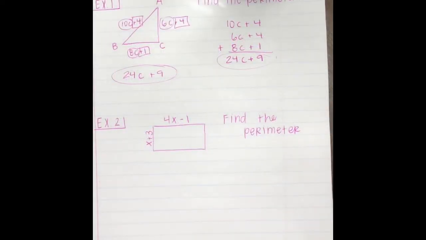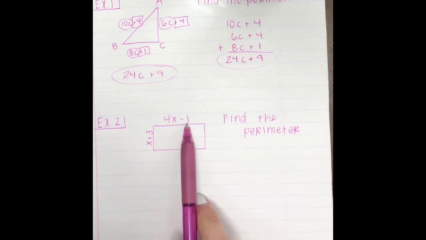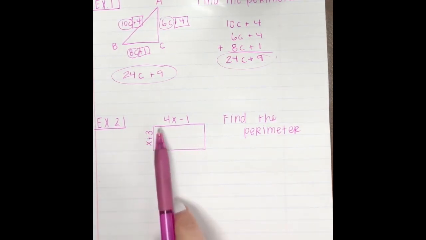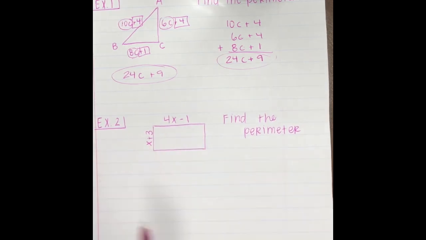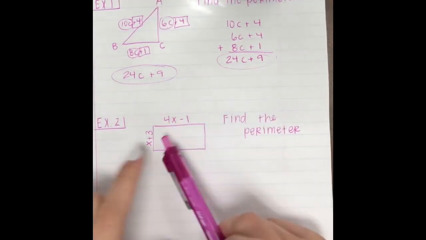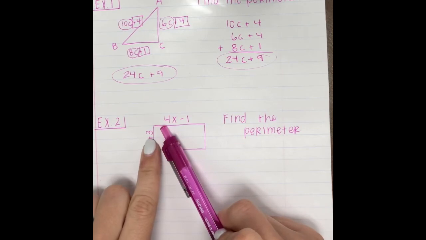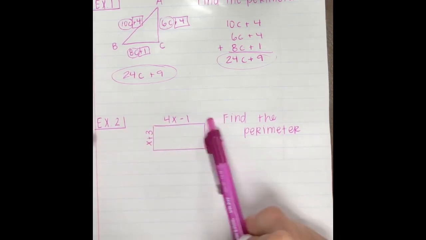All right, find the perimeter. So we have 4x minus 1, x plus 3, and this is a rectangle. Okay, so we're finding the perimeter of the rectangle. So we want to add up all the sides. Here's where people mess up. They just add these two sides. But a rectangle has 4 sides.